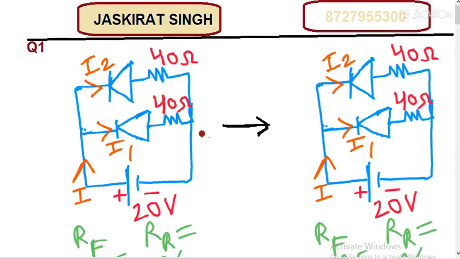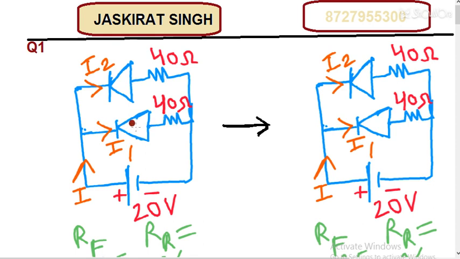In this session, I am going to discuss some questions based on diodes and finding the current in various circuits. Question number 1 is on your screen. In this question, one diode is connected in this way, and then a resistance of 40 ohm is connected. Then a 40 ohm resistance is connected, and this diode is connected.